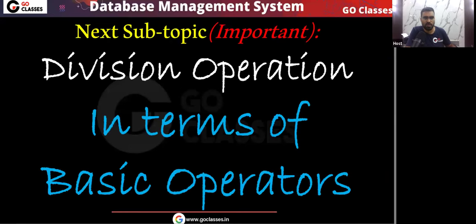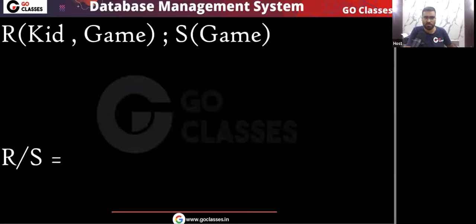So very simple. Now let's move on and see the division operation in terms of basic operators. This is very important. There are many GATE questions on this concept. Division operation, how can we write it in terms of basic operators? Let's see this table R, which has kids, games, and S, which has games. Is R divided by S valid? Yes, this is valid because the schema of R is a proper superset of the schema of S.